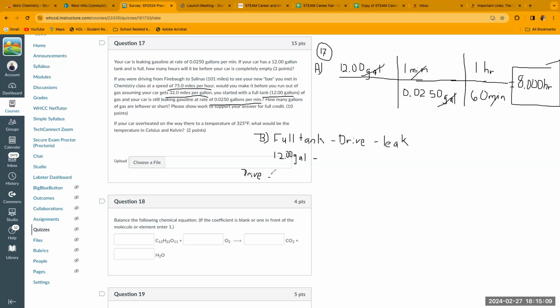Okay, so that's going to be our given here, 101 miles. And we want gallons for that, okay? So if I have 101 miles, which one am I going to use to get to gallons? Am I going to use 75.0 miles per hour, or am I going to use 32.0 miles per gallon? Okay, so I'm going to use the 32, right?